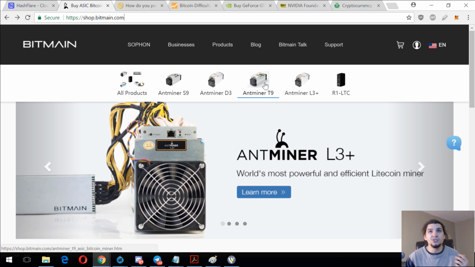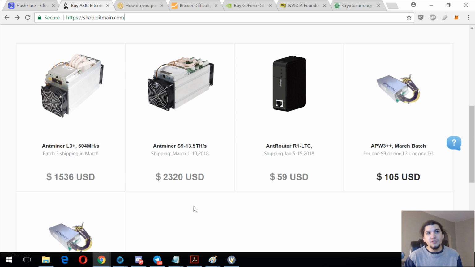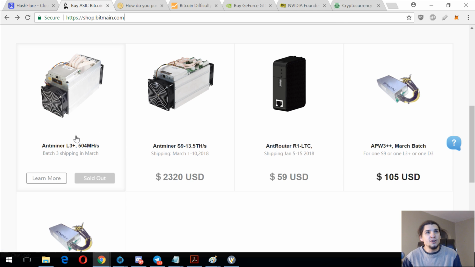In my opinion, it actually sucks. And they've had a lot of other models over time, all right? Now, if you notice something kind of interesting: sold out, sold out, sold out, okay? The only things you can buy are power supplies right now, okay? So they're all sold out.